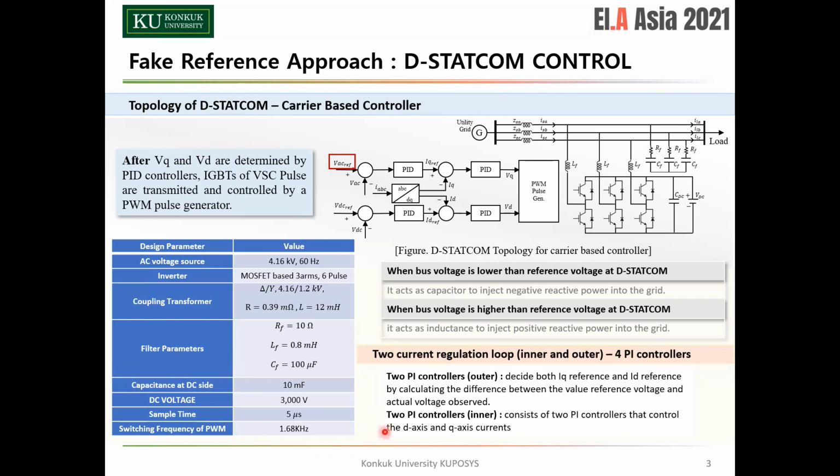In this D-STATCOM, the link capacitor operates as either inductance or capacitance under certain conditions. When the bus voltage is lower than the reference voltage, it acts as a capacitor to inject negative reactive power into the grid. In contrast, when the bus voltage is higher than the reference voltage, it acts as inductance to inject positive reactive power into the grid.